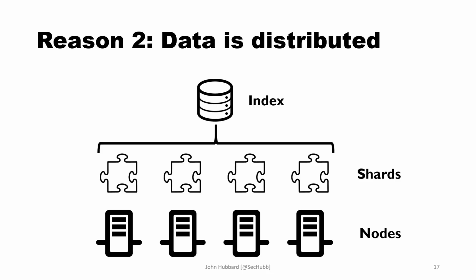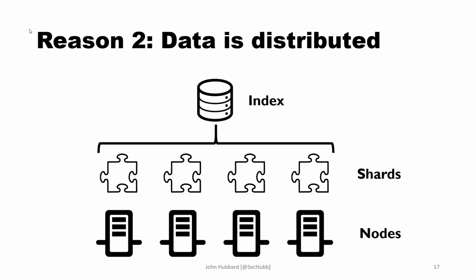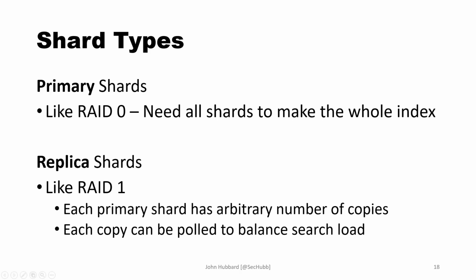So how do we do this, right? We have an index. The index is broken into 4 shards in this case, and one of those shards goes onto a node. So we break up these pieces, we put them across our nodes. There's a couple of different types of shards, though. There are primary shards and there are replica shards.